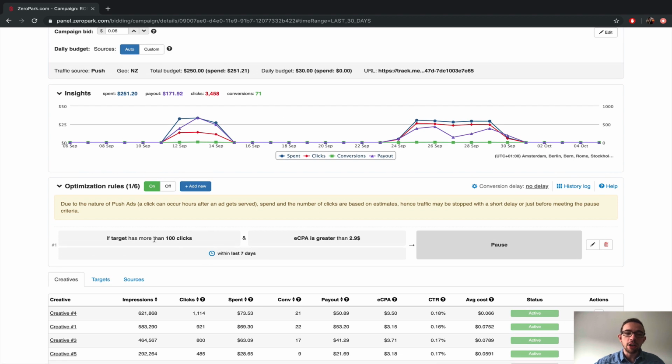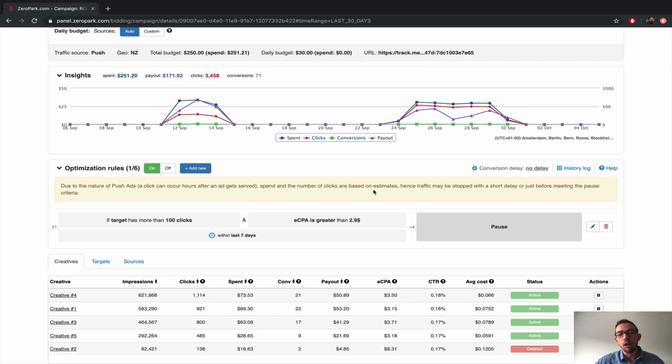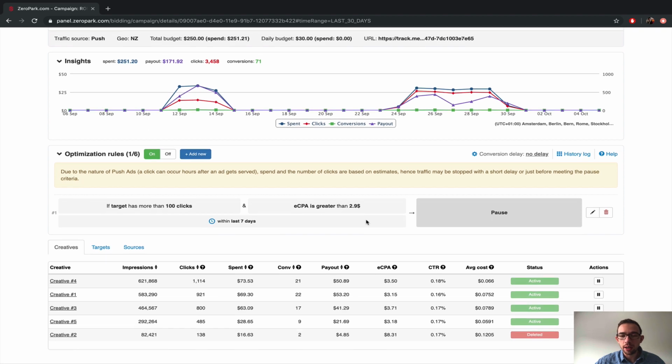So if the target has more than 100 clicks, so that's the minimum, and the eCPA is greater than 2.9, pause within the last 7 days, which means that the payout here is $3. In that scenario, we would pause everything that is not profitable. So we have a 10-cent margin there where we make our profits, but still nothing made it.